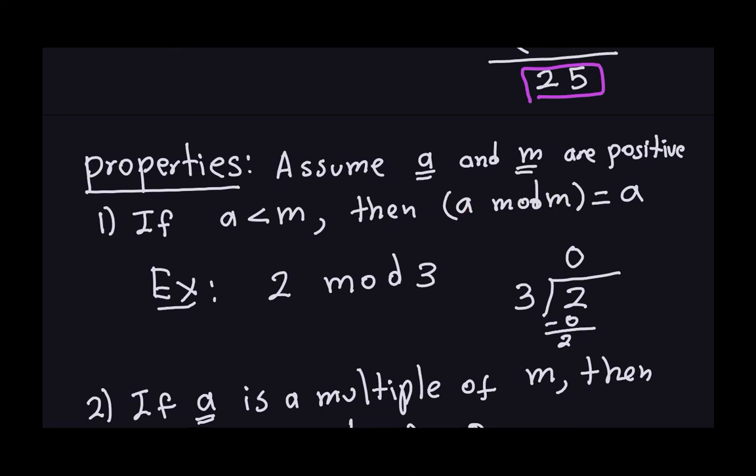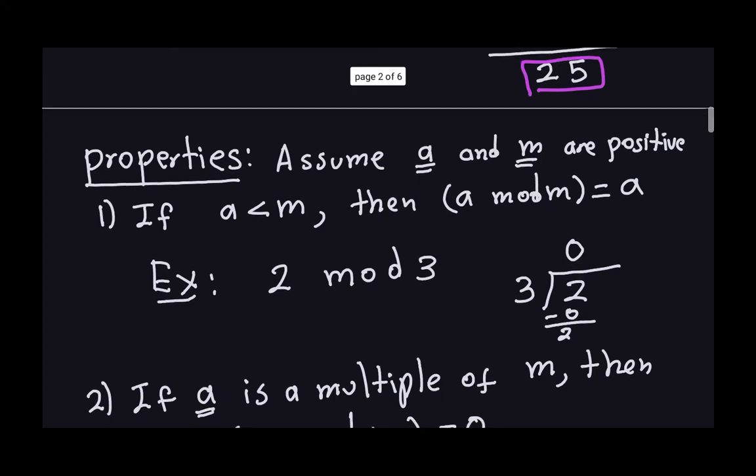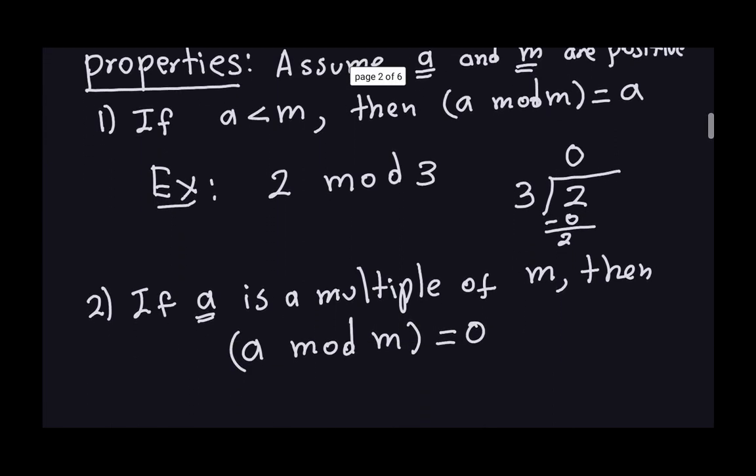So that's going to happen all the time, this property here. The other property I want to mention is this one. If you have the number a and that number happens to be a multiple of m, means that a is some number times m, where that number is an integer, a product of m times some other integer. Then the remainder of this division a and m will be 0.